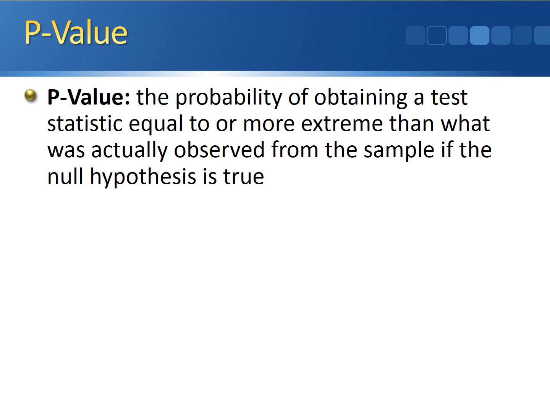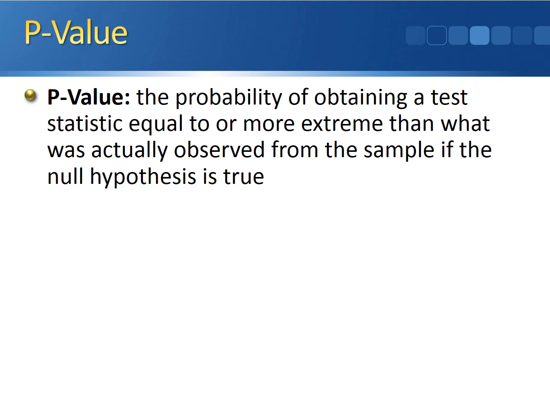The next thing that we need to do is assess what this means in the context of the problem. What does it mean to have a sample mean that's negative 2.08 standard deviations from our hypothesized mean? What we're going to do is calculate something called the p-value. The p-value is the probability of obtaining a test statistic that is equal to or more extreme than what was actually observed from the sample if the null hypothesis is true.